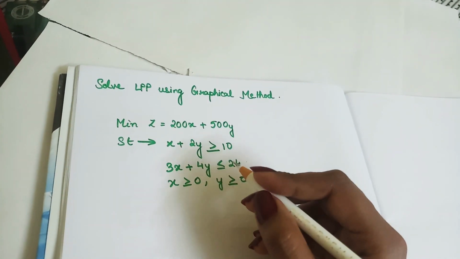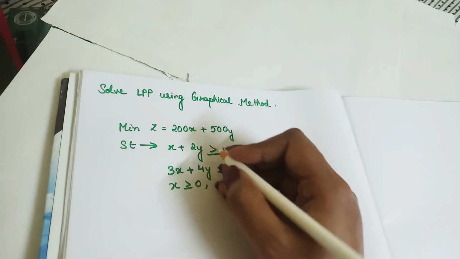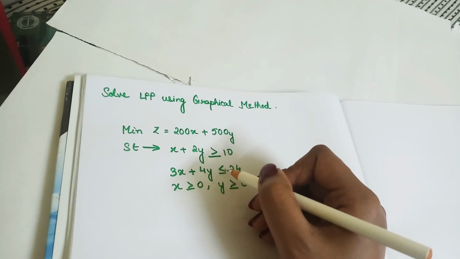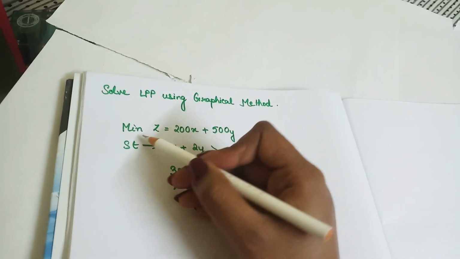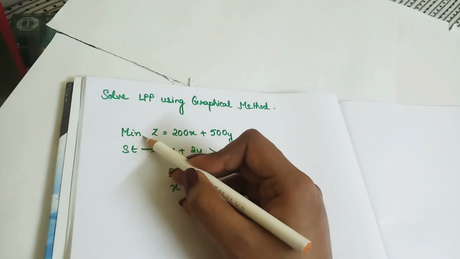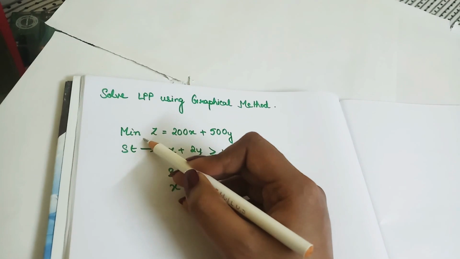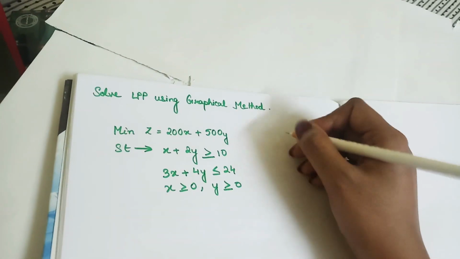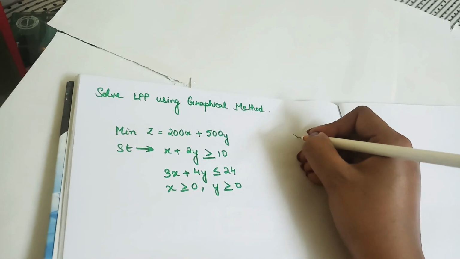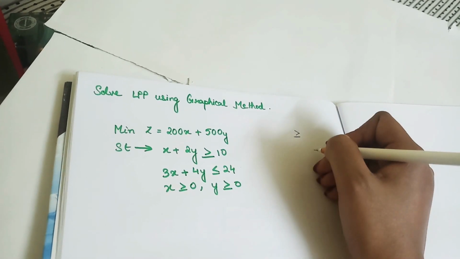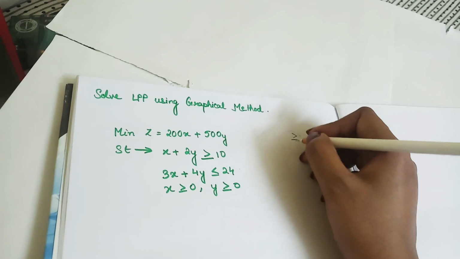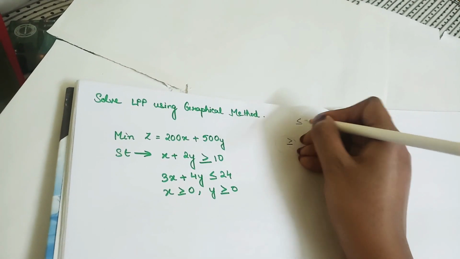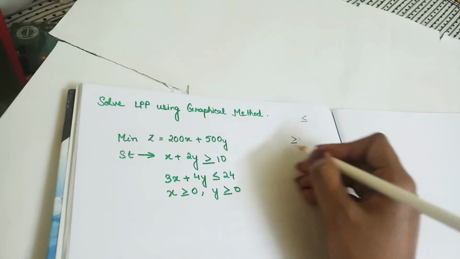Now know one thing: whenever you're saying this, that one is greater than equal to, one is less than equal to, see the question. Your question is in minimization. By now you should know this, that whenever it is minimization, your entire equation should be greater than equal to. You need to bring the form in this way. If it is maximization, it should be less than equal to. It's minimization, so greater than equal to.